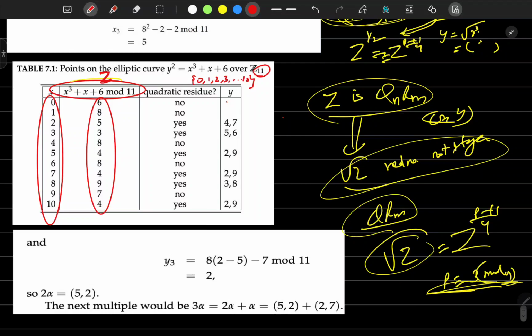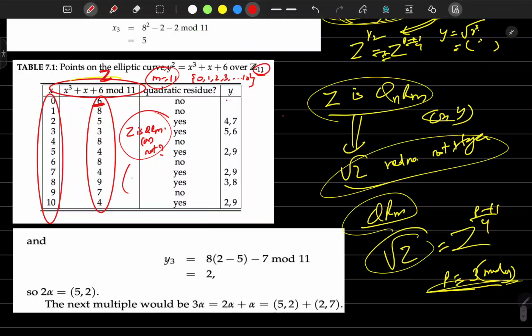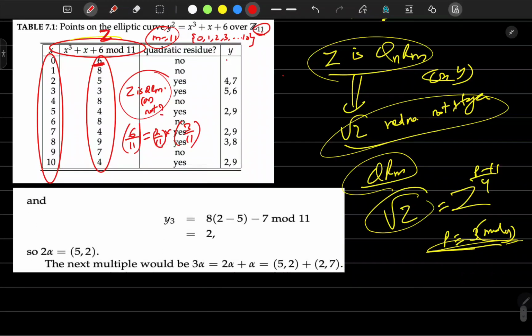Okay, so now given the value, you compute this value. Now you have to check whether z is a QR mod m, where m value is 11. QR or not, this is the question. So for that, find the value of the Legendre symbol 6 by 11. Legendre symbol 6 by 11 is nothing but 2 by 11 into 3 by 11. Understood? Happy? So 2 by 11 into 3 by 11.